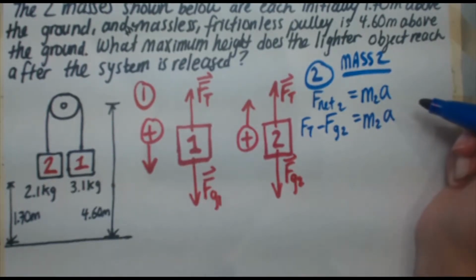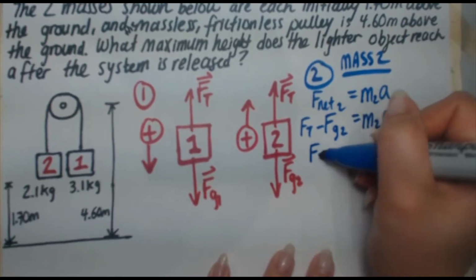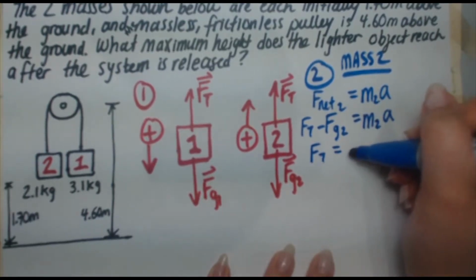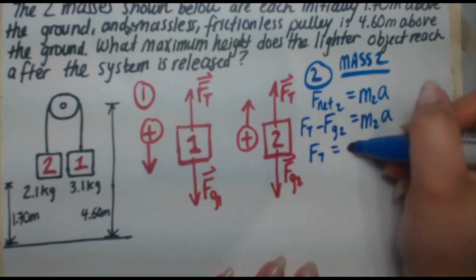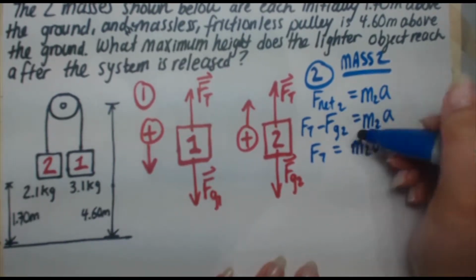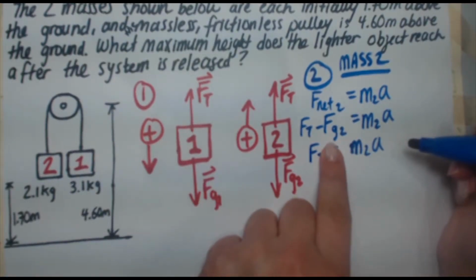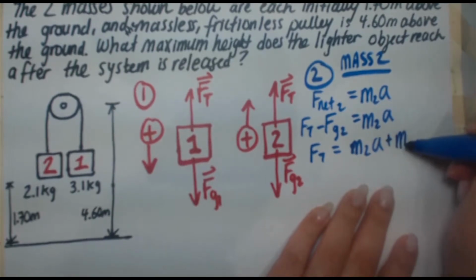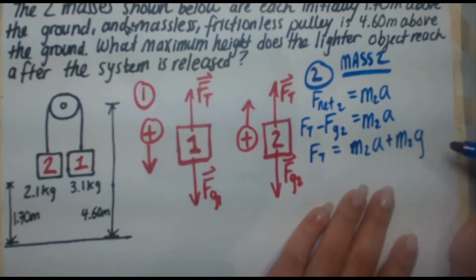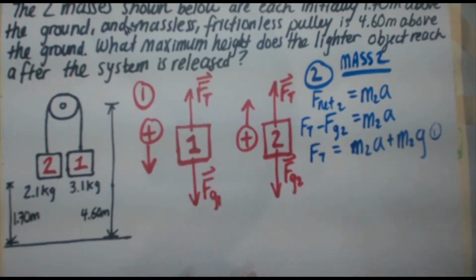Okay, so now what I'm going to do is isolate for Ft. Good habit to get into for these problems. Ft equals m2a. Now, instead of writing Fg2, I'm going to replace Fg with mg, because force of gravity is the product of mass and acceleration due to gravity. So plus m2g. All right, so there's one equation. I'm going to leave that here. Okay, so that's for mass 2.